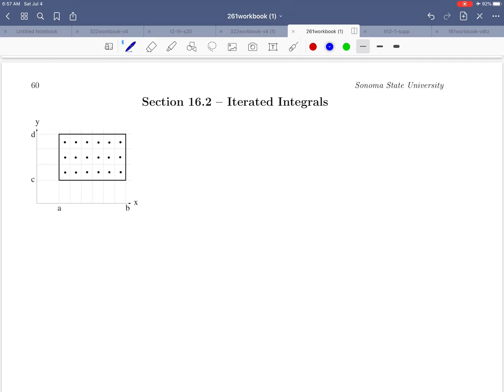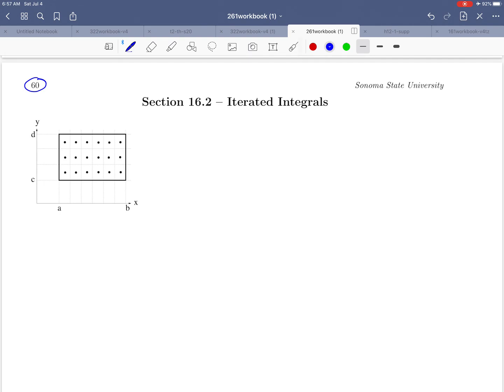Hi everybody, and welcome to the beginning of section 16.2 on page 60 of the workbook. This is a continuation of the discussion that we had in section 16.1 where we introduced the idea of a double integral. The concept of iterated integrals is going to give us a nice way to calculate double integrals if we have a formula for a function.